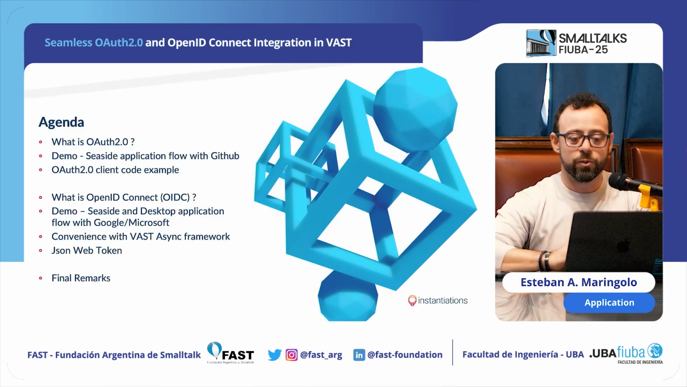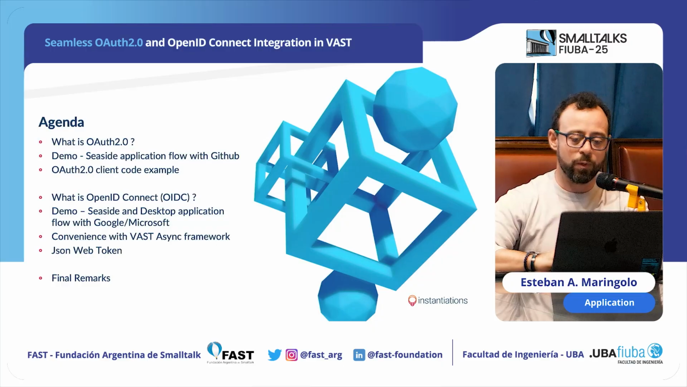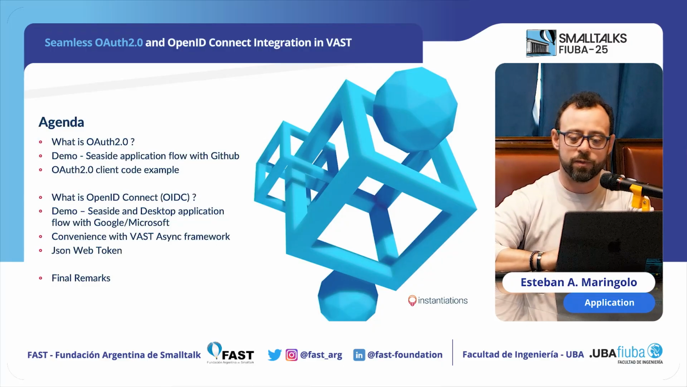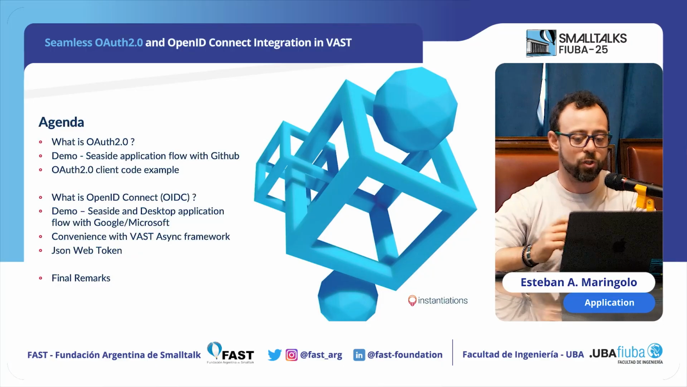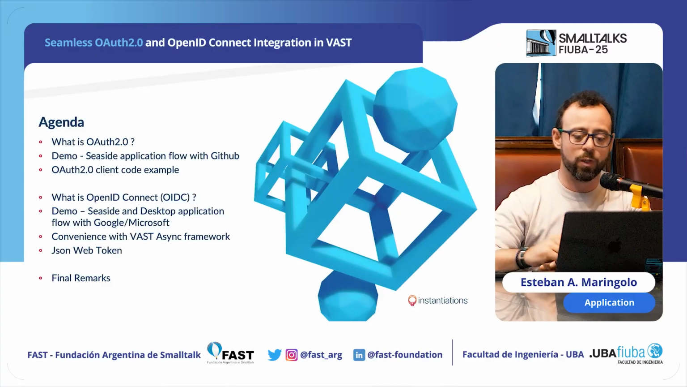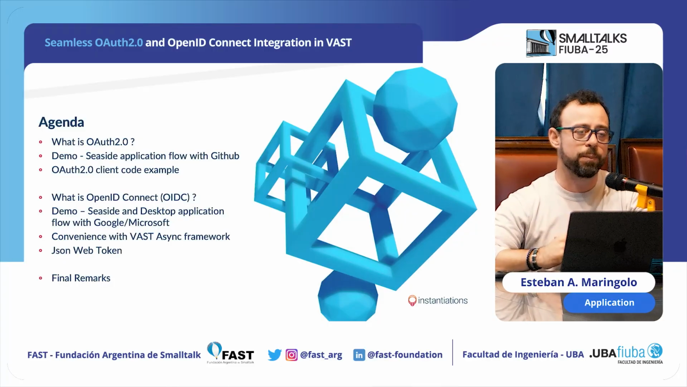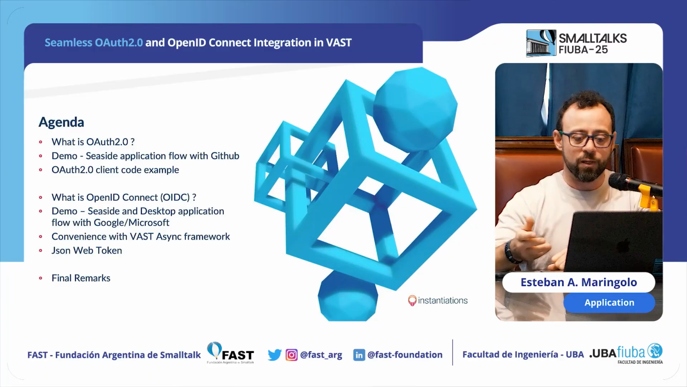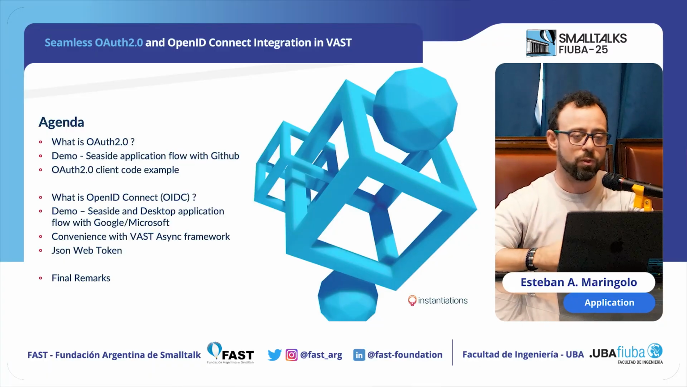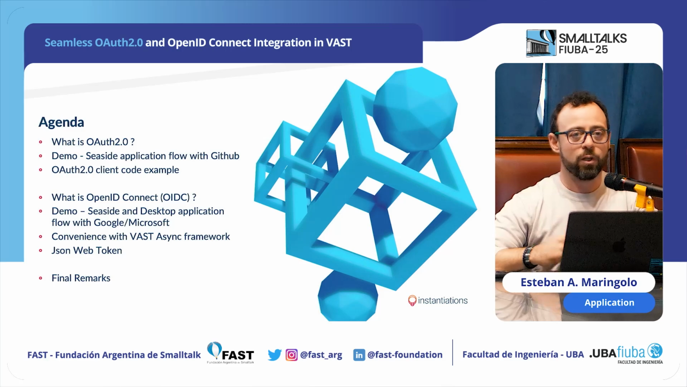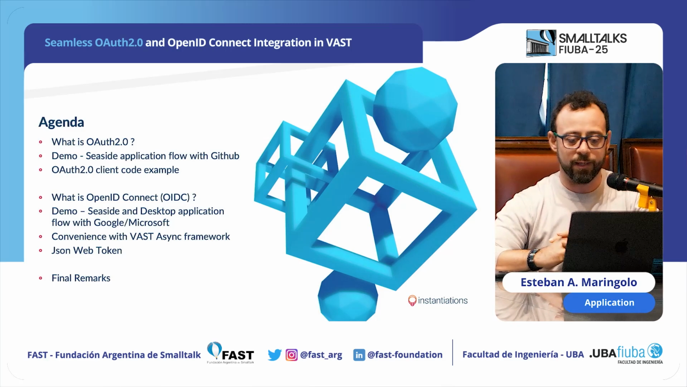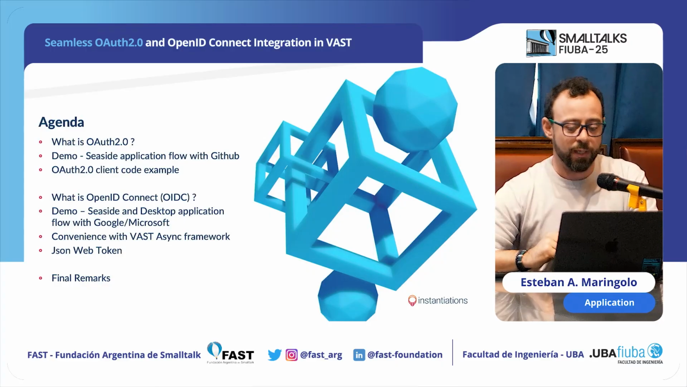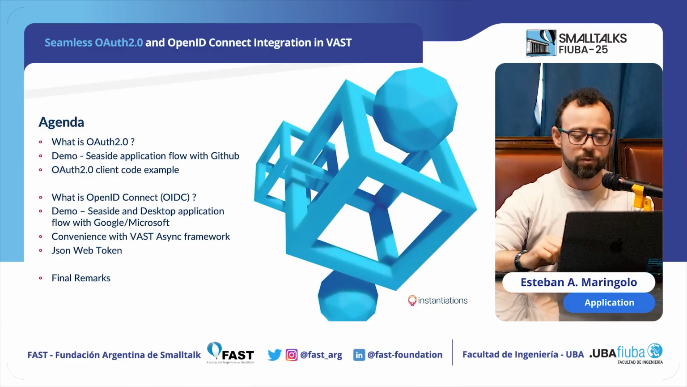Now, before we dive into the details, let me give you a quick overview of what we'll be covering in the next 20-25 minutes. We'll start by exploring what OAuth2 actually is. Then I'll show you a live demo using it with GitHub. After that, we'll look at some client code examples. Then we'll move into OpenID Connect with demos using both Google and Microsoft. We'll also see how this integrates beautifully with the VAST async framework and discuss a little bit of JSON Web Tokens, and wrap up with some final remarks and questions, of course.